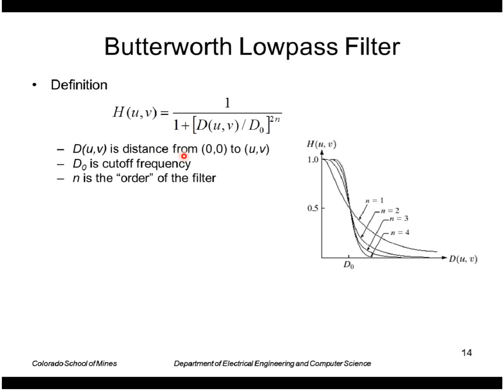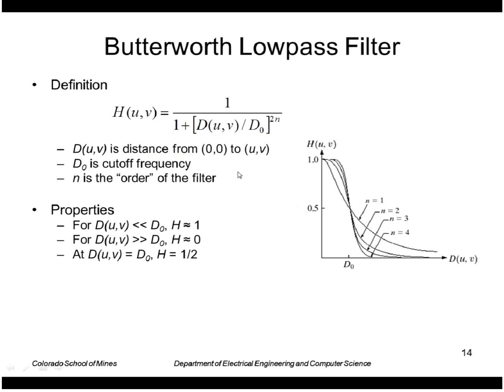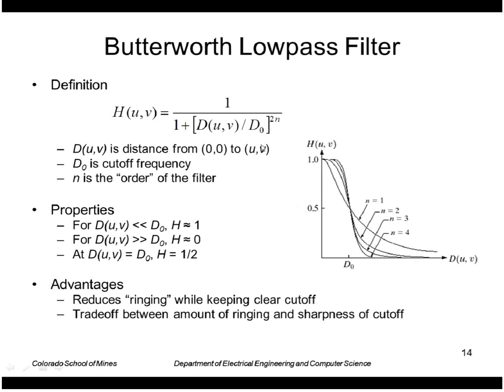So for very small values of d, basically we get a 0 here. This term goes to 0, so we have a result of 1. For very large values of d, this result is very large, so the filter goes to 0. So when d is equal to d0, the filter has a value of 1/2. So by varying the order, this little exponent value n, we can make this transition more or less sharp.